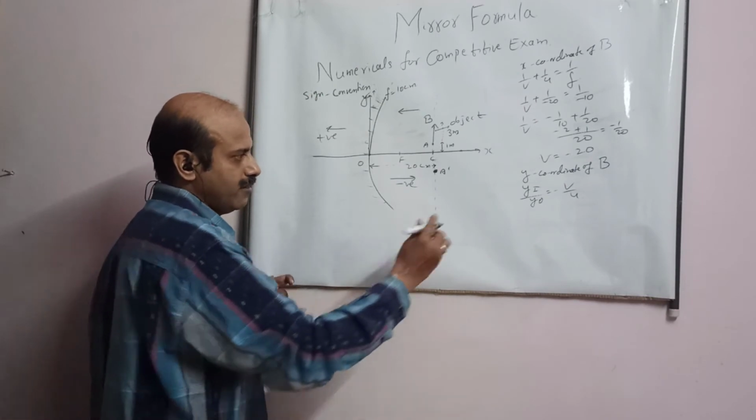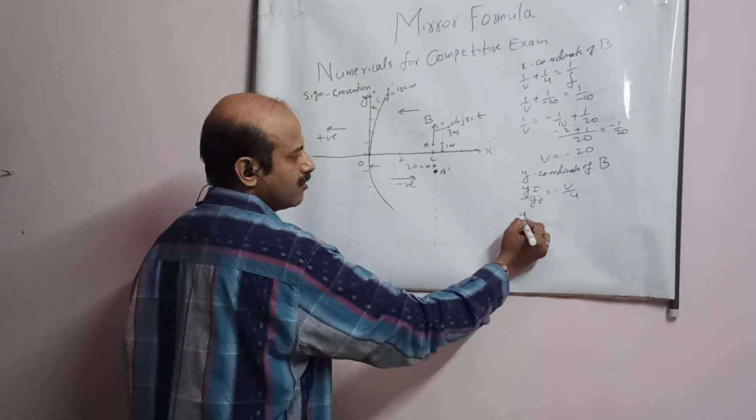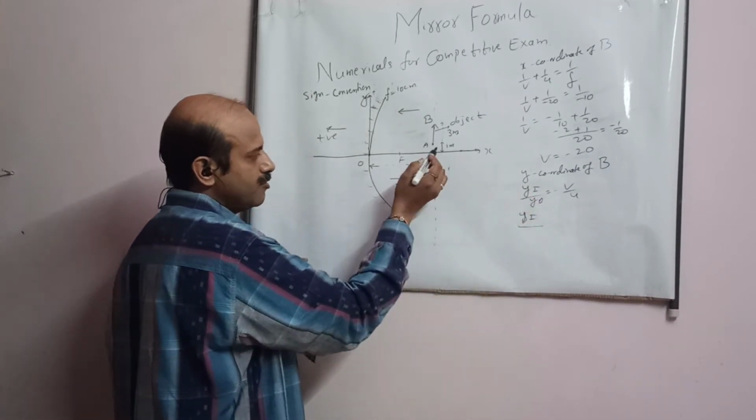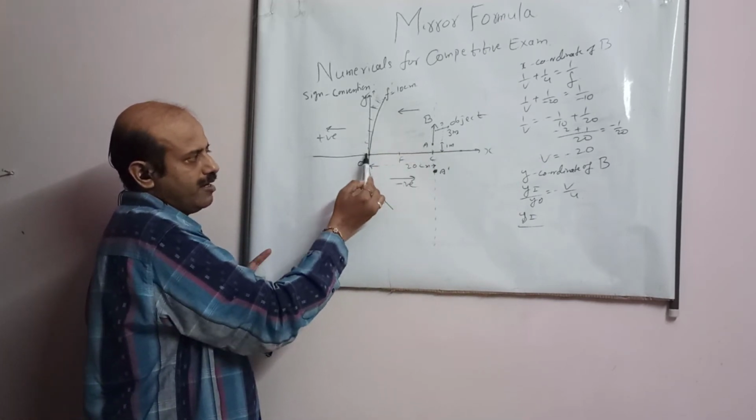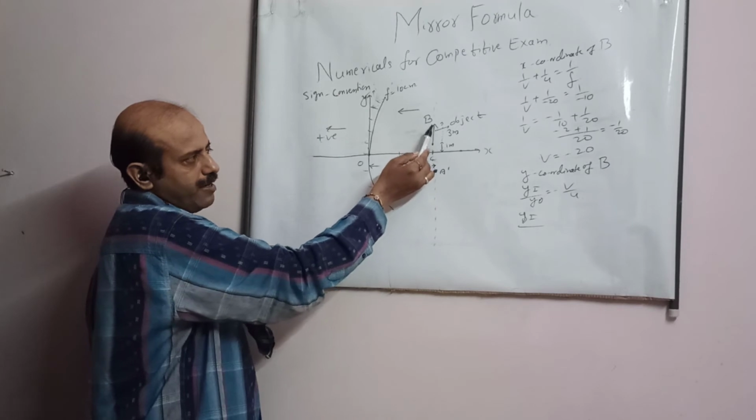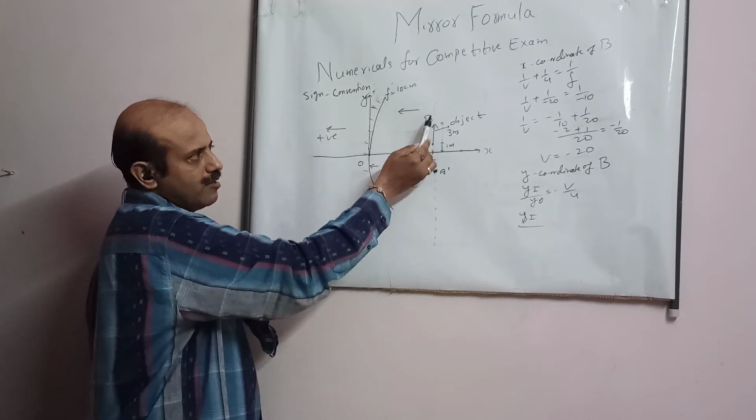Now student, for B, I have to find the image. You see, student, this is from the y axis origin. It is at 4 meter. Can you see it, student? It is of 4 meter.